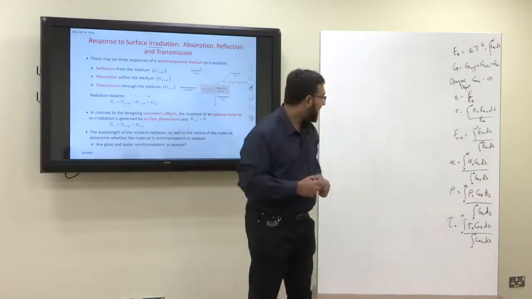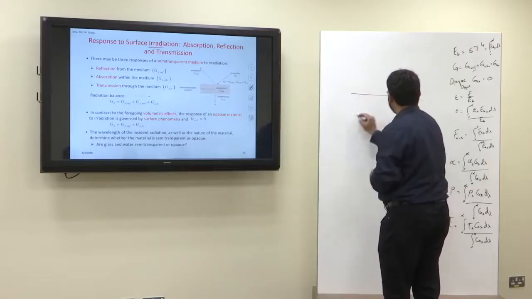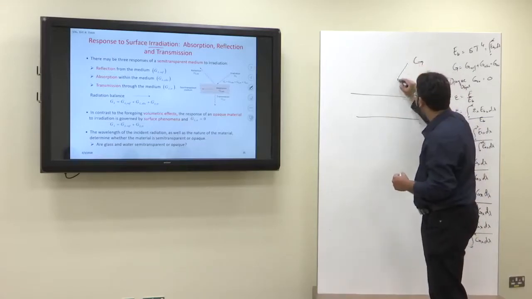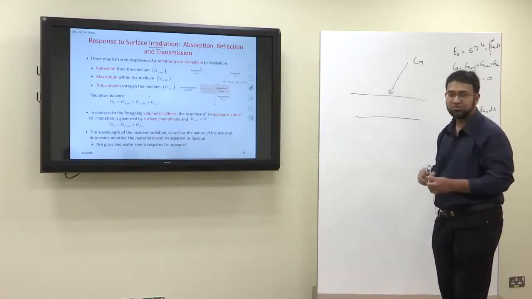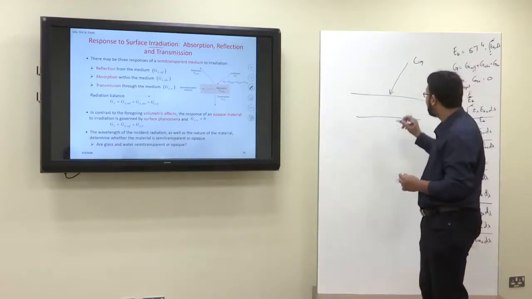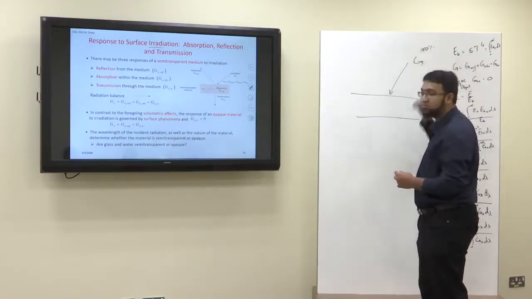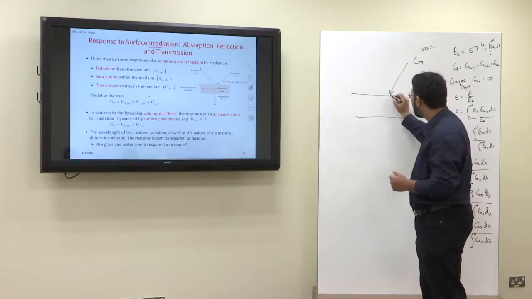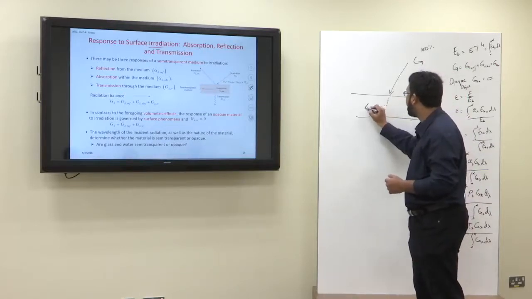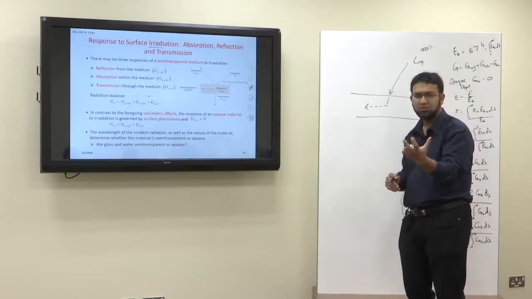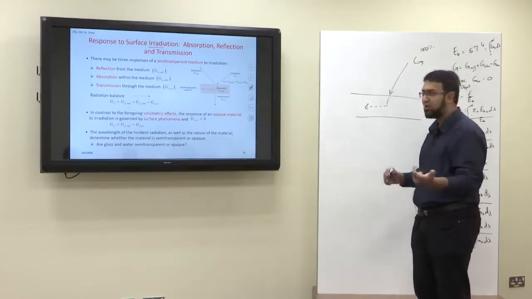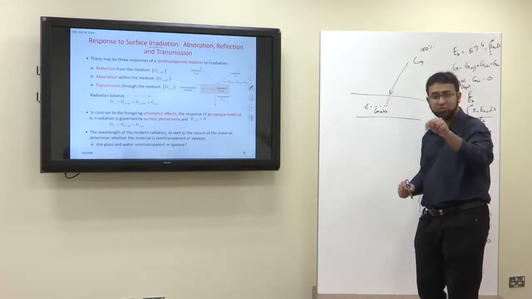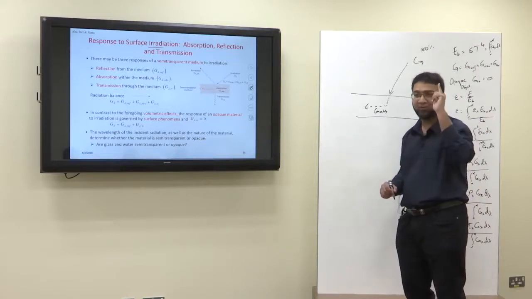So basically if I have a surface, and irradiation is represented by G, if I have G irradiation coming onto the surface, now there are three possibilities. The first possibility is that, let's say this is 100%. If 100% of the radiation is coming, then there is a possibility that part of the radiation gets absorbed into the surface. The surface gets a little hot, because part of the radiation gets absorbed. So G absorbed. But not necessarily all the radiation is absorbed. If all the radiation is absorbed, then it is a black body.